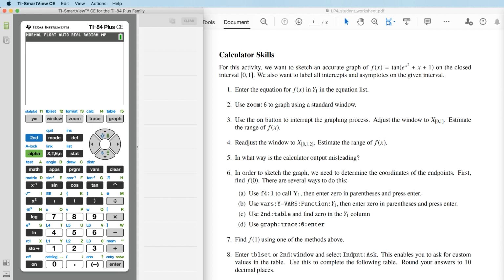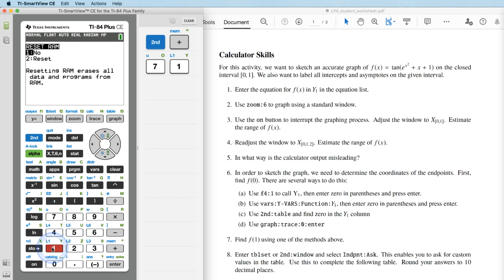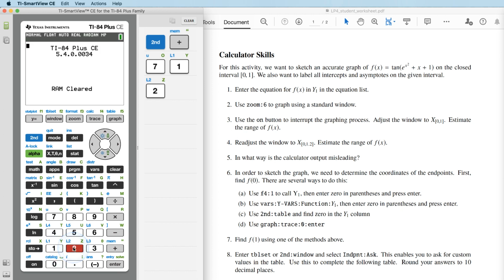Before we begin, let's reset our calculators just to make sure that what you're seeing on your screen is going to match what I'm seeing on mine. To reset the calculator, and you can do this at any point, you're going to hit second, mem, or the plus key, and then choose number 7, reset. You can either arrow down and hit enter when your cursor is highlighting the word reset, or just press the number 7 to select that. Then we want all RAM, so I can hit the number 1 or just press enter, and then reset. Either arrow down over reset and hit enter, or just press the number 2. So now I have reset the calculator.